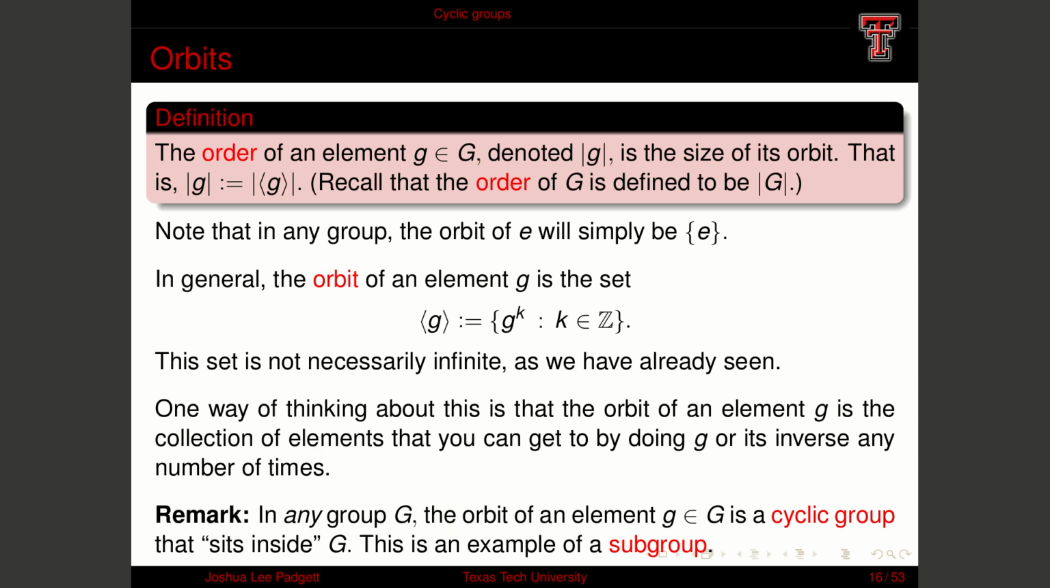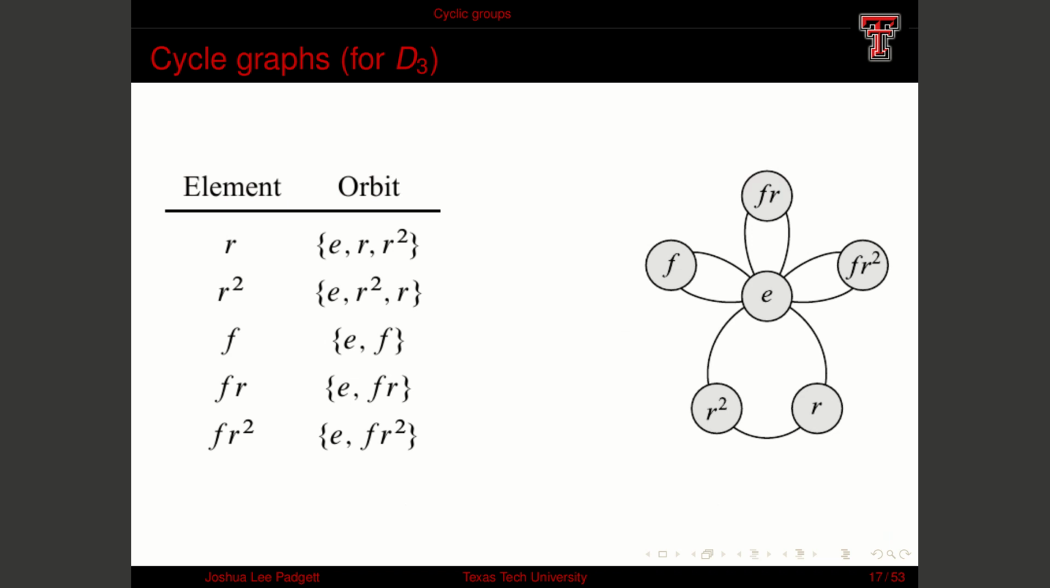The orbit is just all the things you get from applying G and its inverse as many times as you need to. So it's really all the things that you can build from the single Lego piece G. And so for any group, the orbit generated by G is a cyclic group that sits inside of G. This is going to be something that we later call a subgroup. We don't know what subgroups are yet, but basically they are groups that live inside of a group that are still groups in their own right.